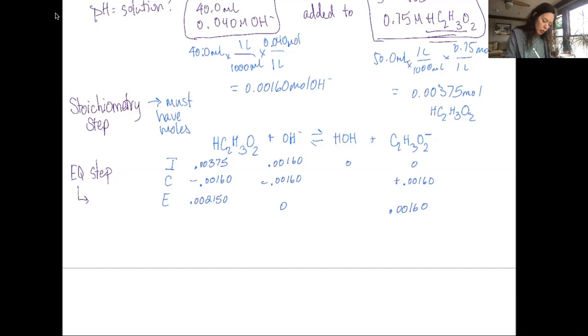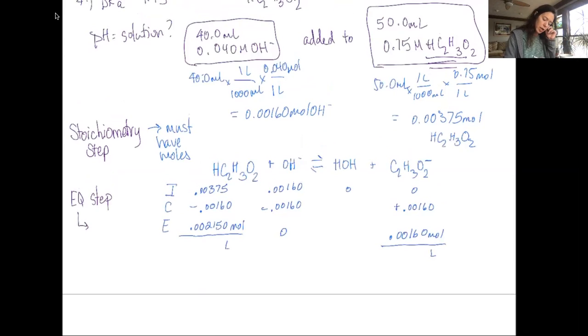All right, those are moles. We now need to divide by our liters to get our concentration. It looks to me like we added 40 milliliters to 50 milliliters. So that is 90 milliliters, which is 0.090.